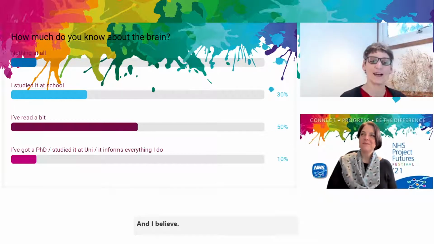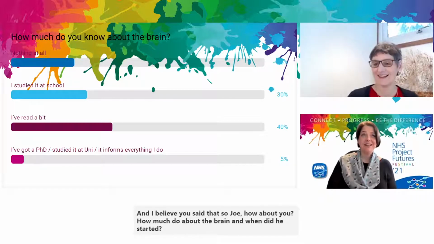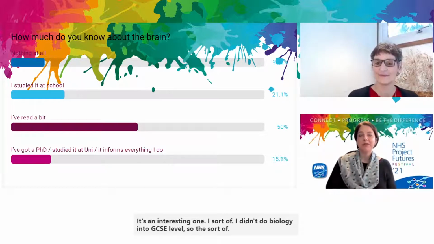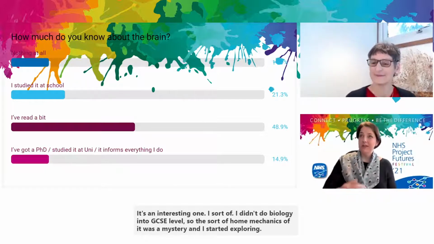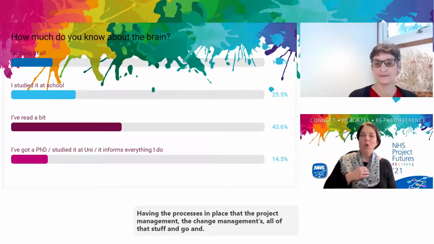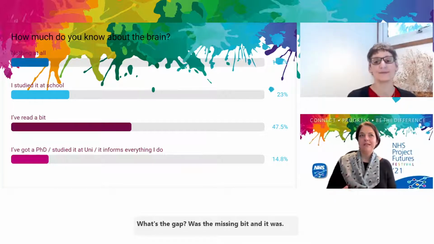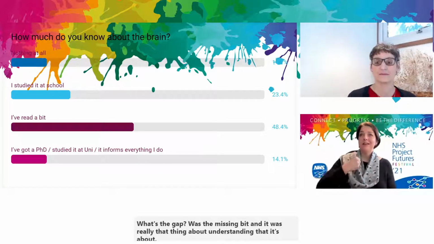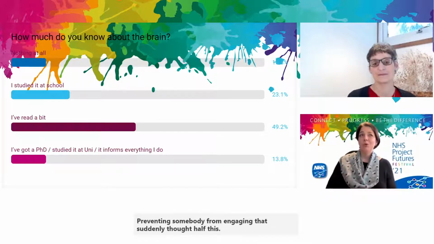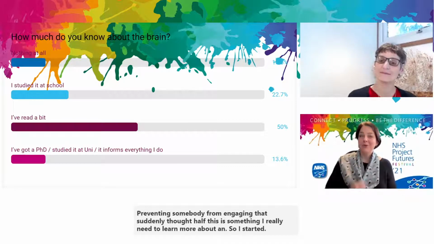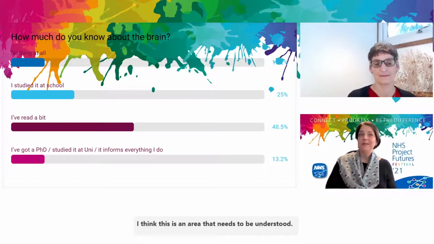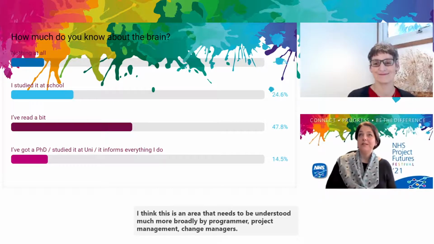And as we leave you to that, so Joe, how about you? How much do you know about the brain, and when did you start learning about it? Very recently. It's an interesting one. I didn't do biology even to GCSE level, so the whole mechanics of it was a mystery. And I started exploring it because I was getting frustrated with having the processes in place, the project management, the change management, all of that stuff, and it's still not working. What's the gap? What's the missing bit? And it was really that thing about understanding that it's about the brain and the mindset and the fears and things that are preventing somebody from engaging, that suddenly I thought, aha, this is something I really need to learn more about. And so I started doing some research, reading up on it, and then, I think this is an area that needs to be understood much more broadly by program and project managers and change managers to understand how it does impact on what we do.